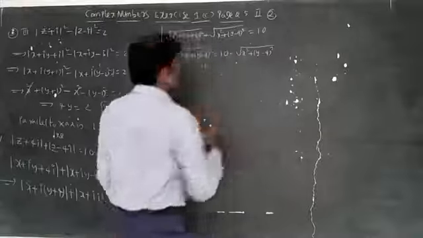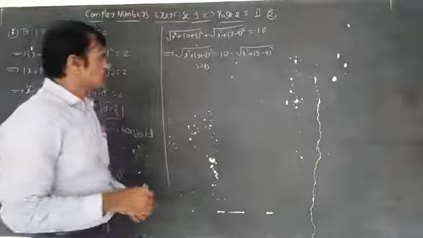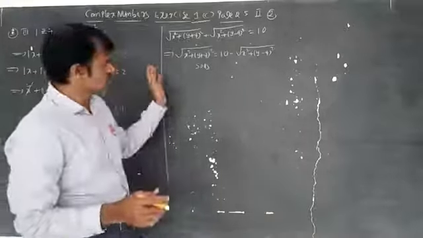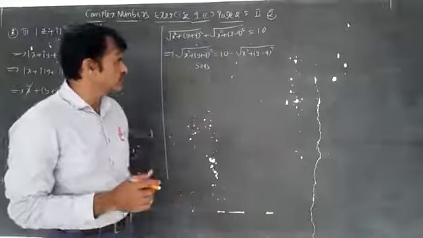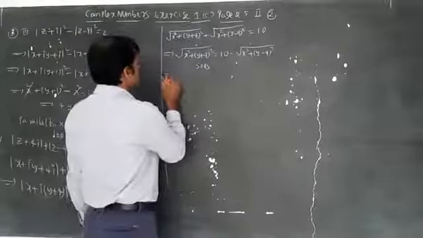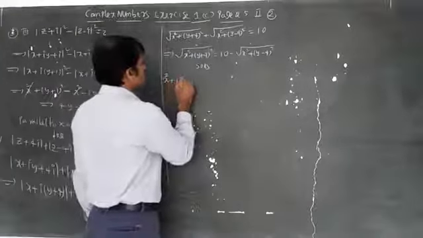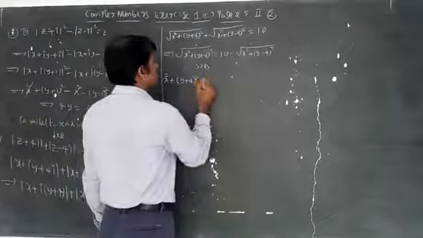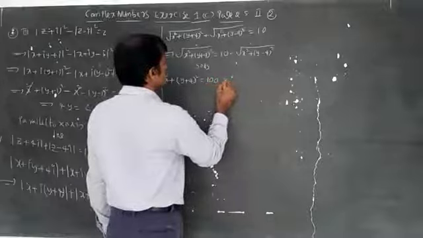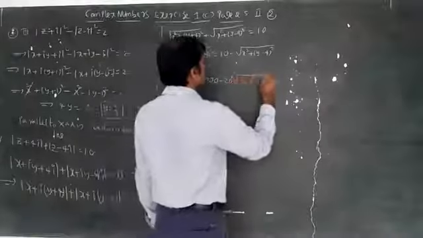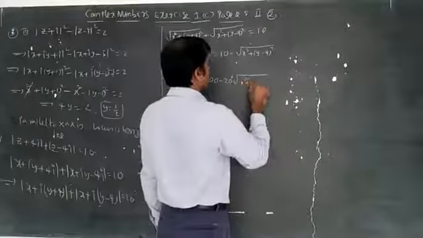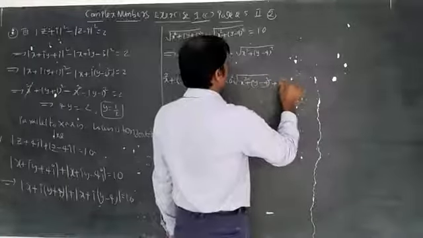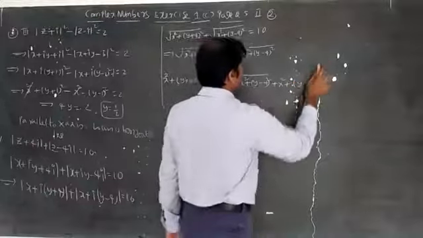By squaring both sides, I think you have done in first year the formula PA plus PB is equal to k, like that. Like that model you can do everything. By squaring both sides, you get x square plus (y plus 4) whole square is equal to 100 minus 20 into root of x square plus (y minus 4) whole square plus x square plus (y minus 4) whole square.